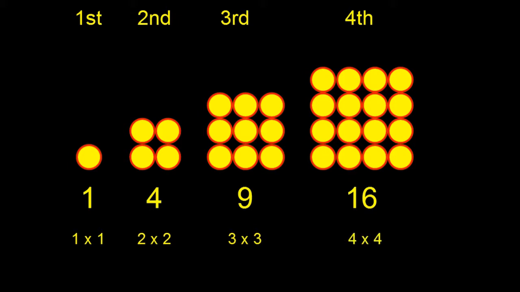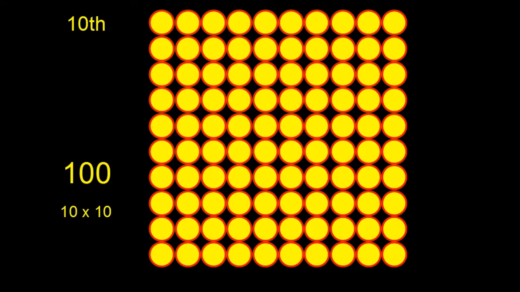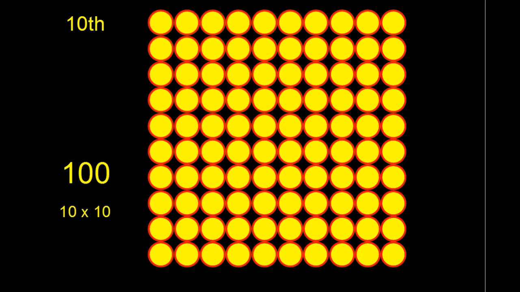It means that I can work out what the 10th pattern will be. That will be 10 times 10. So our 10th pattern will have 100 circles. And we can go on forever. I can tell you what the 100th pattern will be, what the 1000th pattern will be. Now, let's look at the patterns in our question.